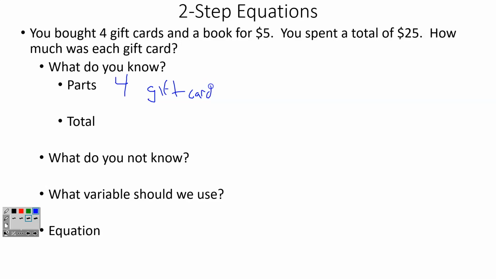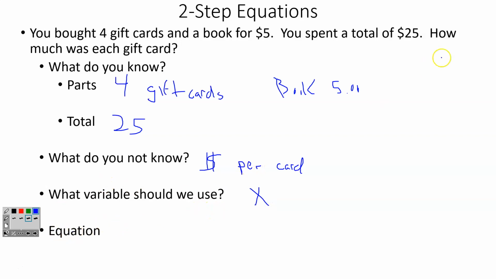Again, I'm sorry that this is so sloppy. I'm just trying to use a mouse. I bought a book. The book was $5. I know my total, which is 25. What do we not know? Well, the question says how much was each gift card. So we don't know the cost per gift card. I'm just going to put per card. What variable do we want to use? I'm just going to use x.